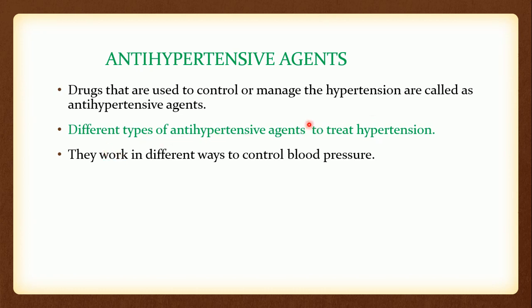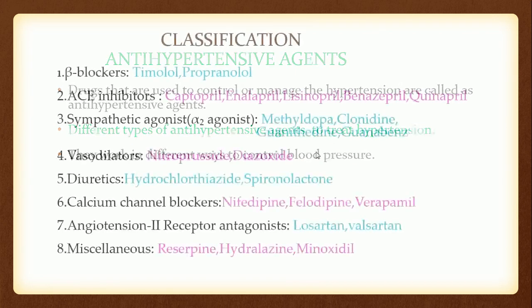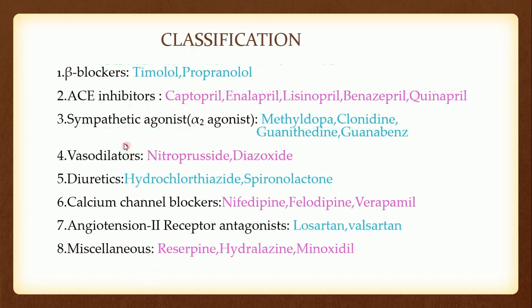Different types of antihypertensive agents are available to treat hypertension, and they work in different ways to control blood pressure. The classification of antihypertensive agents is, first class is beta blockers. Examples are Timolol, Propranolol. ACE inhibitors examples are Captopril, Enalapril, Lisinopril, Benazepril and Quinapril.